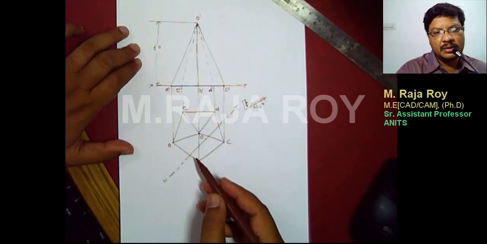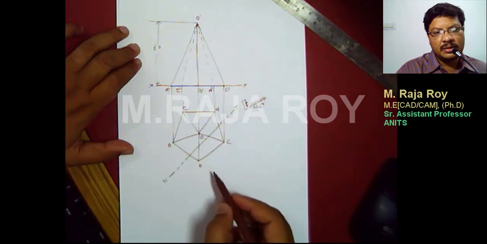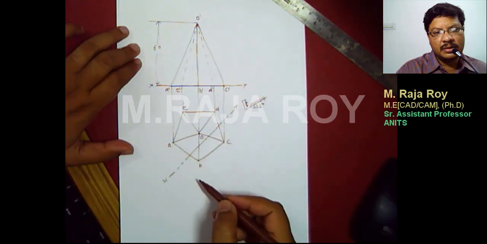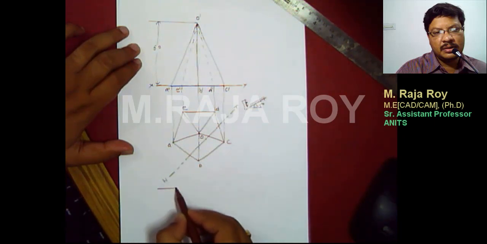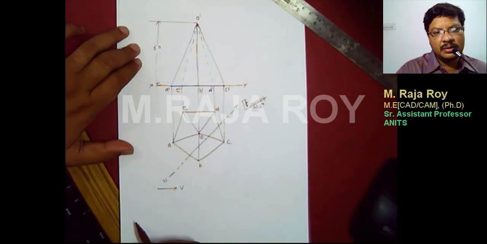After drawing the section plane, you have to identify the cutting points. So you move from left hand side to right hand side like this and give the names for visible cutting points.